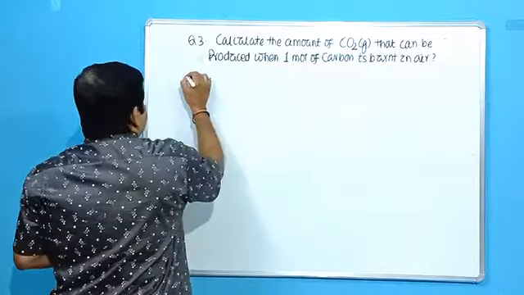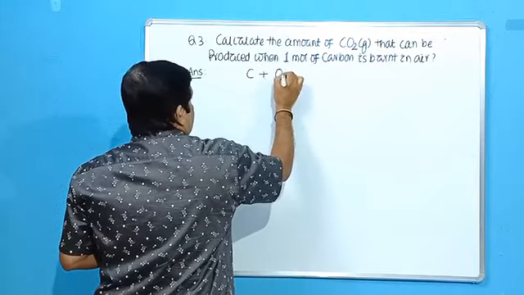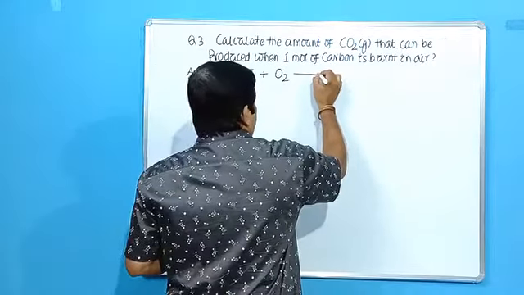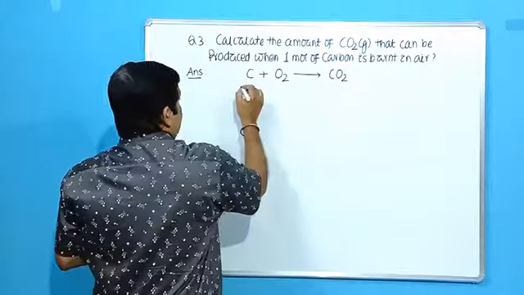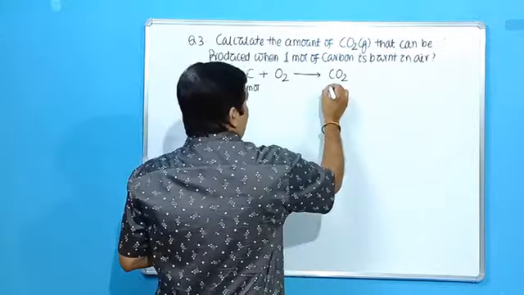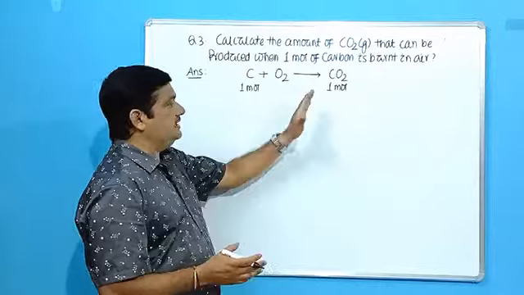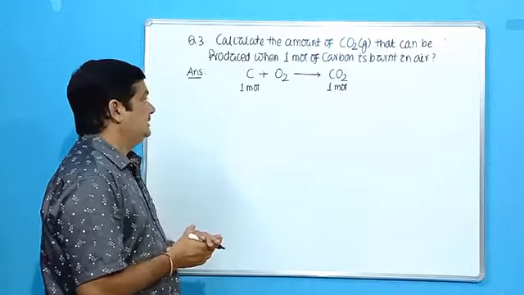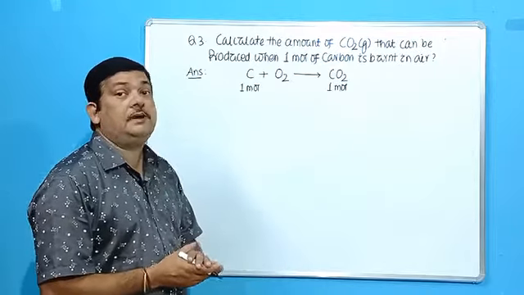Okay, we start from the balanced chemical equation. The balanced chemical equation is carbon plus oxygen. So when carbon is burned in air, it will burn in presence of oxygen. What will be the product formed? Carbon dioxide. Okay, this one is balanced. 1 mole of carbon will produce 1 mole of carbon dioxide, because they are present in a 1:1 ratio. The question is, 1 mole of carbon will produce how much carbon dioxide? It will produce 1 mole of carbon dioxide.